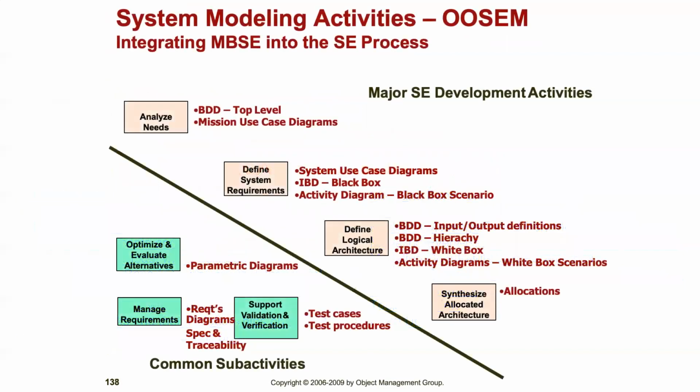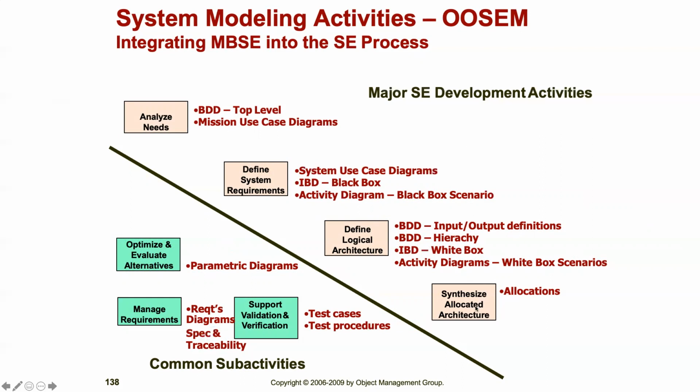We covered this chart before, but now we're showing some of the diagrams that are related. So for mission analysis, we would be using the block definition diagram. For designing the system, we would be using the internal block diagrams and the activity diagrams. I'm sorry, for the analysis, we'd also have mission use cases. Then we start to define an architecture. We're going to be using the block definition diagram, the internal block diagram, and the activity diagram.